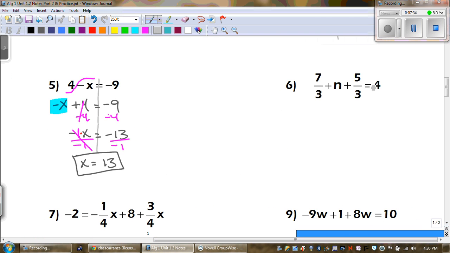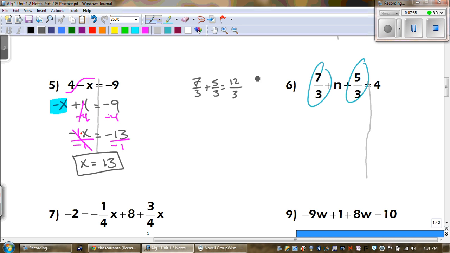Number 6. Can we combine like terms? I think we can. We can combine those guys. So off to the side, 7 over 3 plus 5 over 3. We can add those up. They already have the same denominator, so the denominator stays the same.